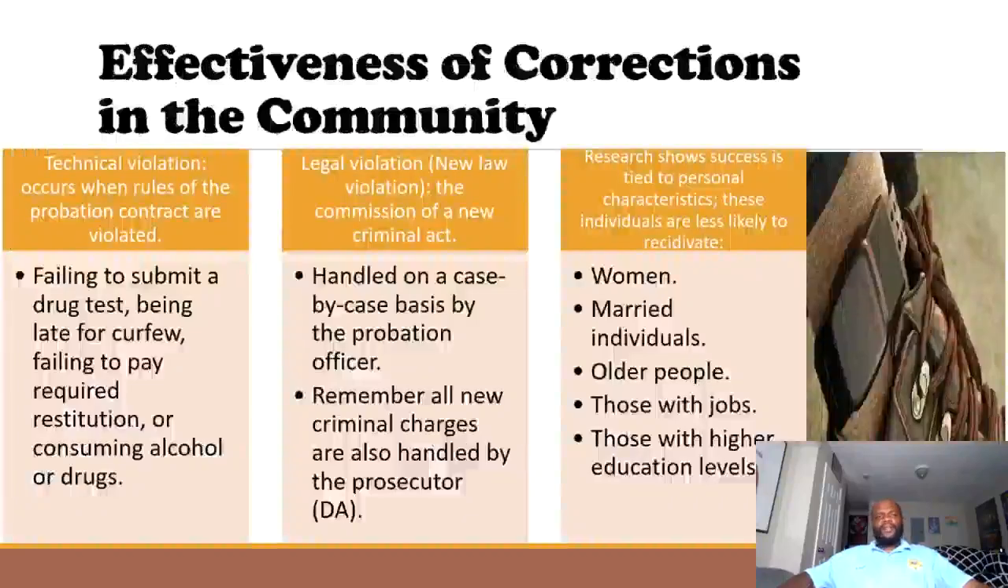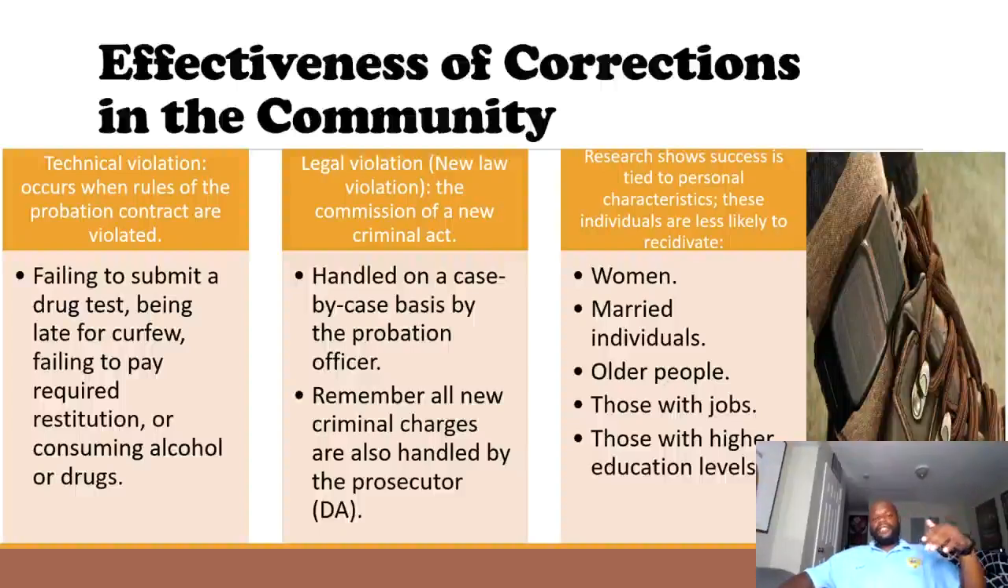So how effective are community corrections? Well, you can get certain types of violations. You can do a technical violation. That's when the rules of probation are violated. So you didn't submit to a drug test, you missed your curfew, you didn't pay your court costs, you've been using alcohol. Those are technical violations. They're not new offenses, but they are still criminal because you're under supervision.